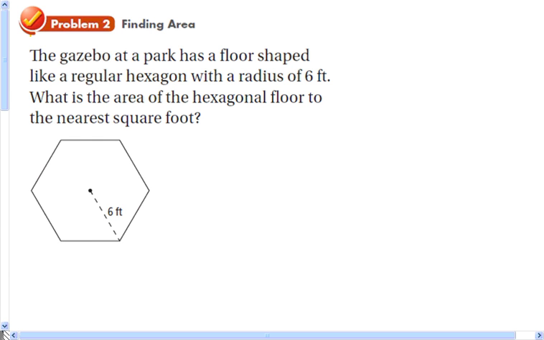So again, we're going to use this formula. Area is equal to 1/2 the apothem times the perimeter. So we need to find that A right there. I'm going to draw that in to help that out.